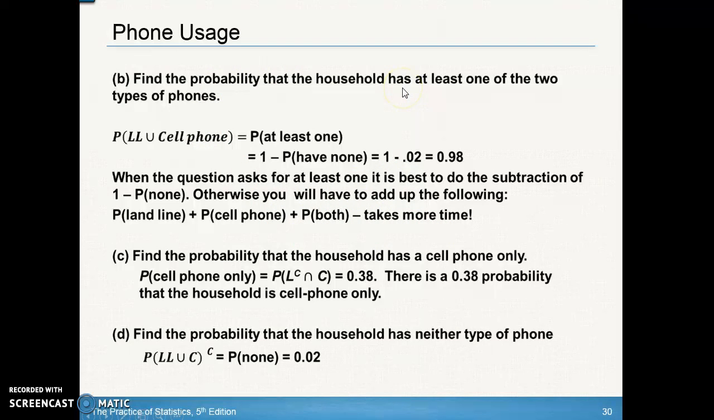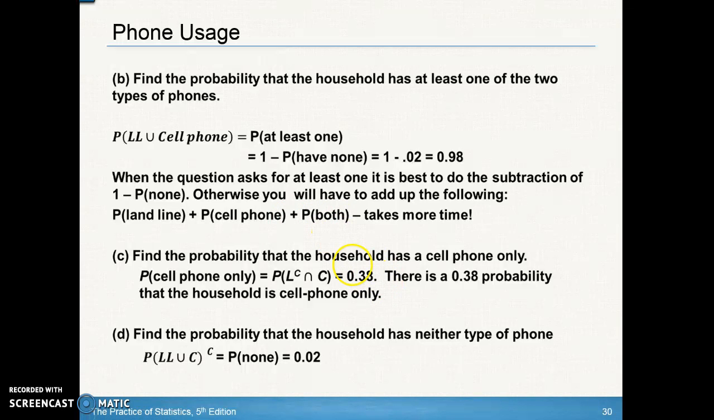Find the probability that the household has at least one of the two. So remember, at least one is the same thing as 1 minus the probability of having none. So outside the Venn diagram is 0.02, 1 minus 0.02, that's having neither a cell phone or a landline is 0.98. Or just add up everything in your Venn diagram. I always suggest when the question asks for at least one, always do 1 minus the probability of none. Otherwise, you have to add up the probability of the landline, plus the probability of cell phone, plus the probability of both. That can take more time when the problems get more complicated.